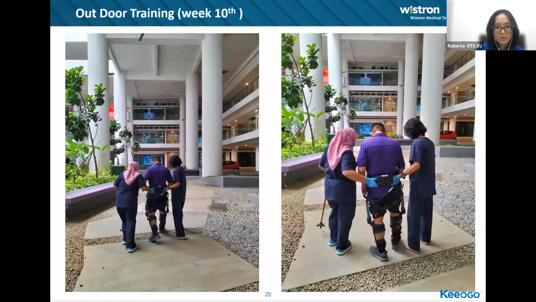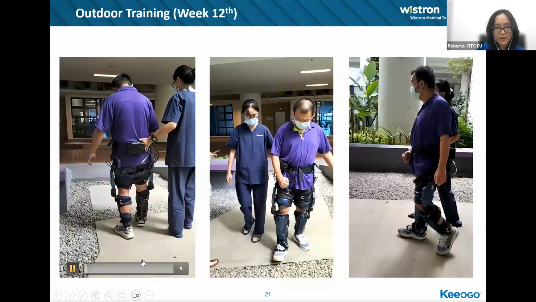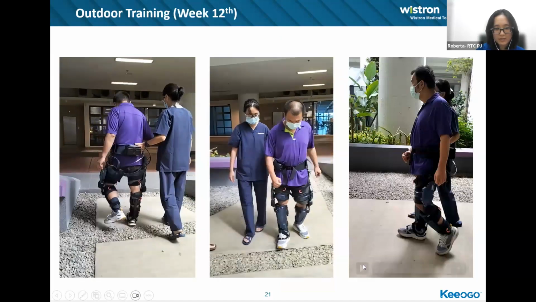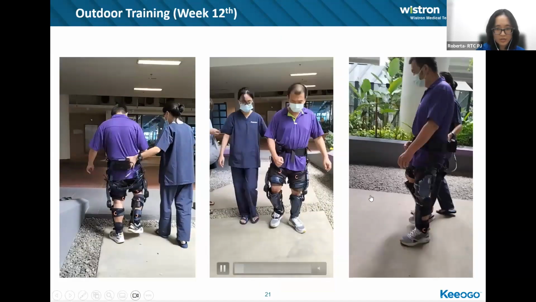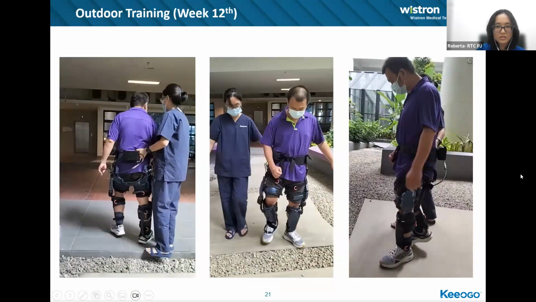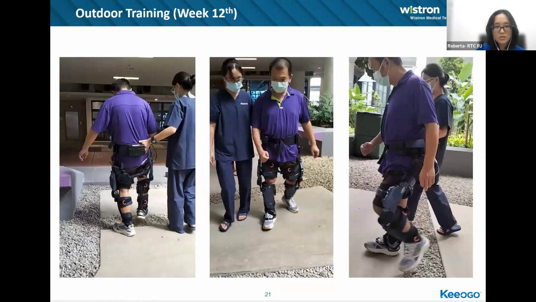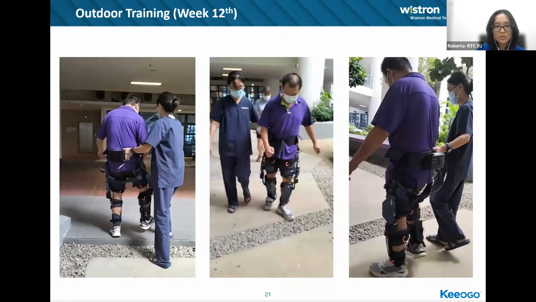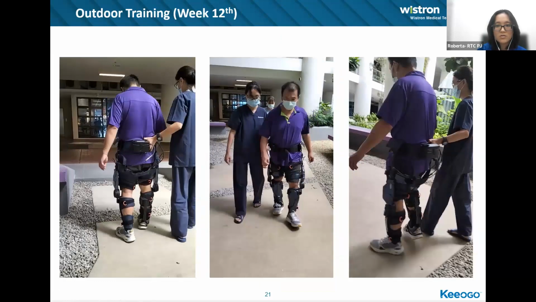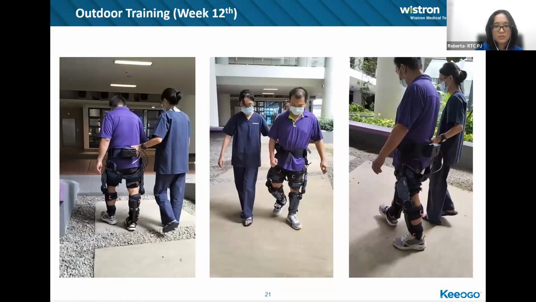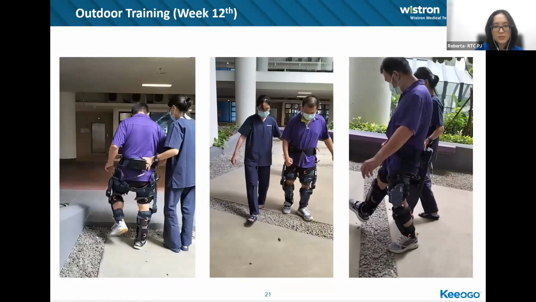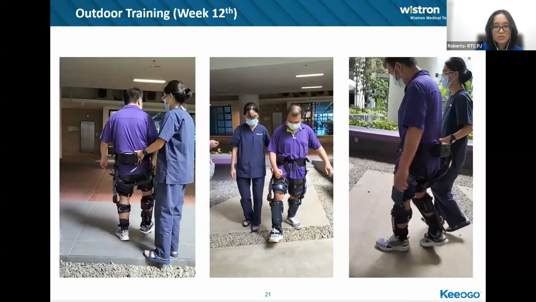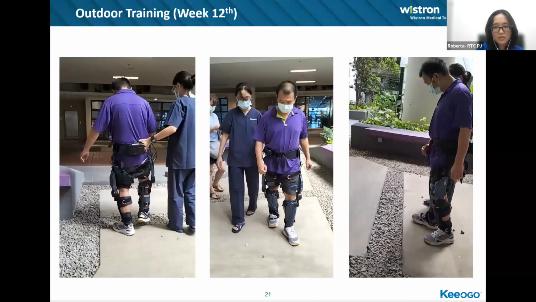We will also do some outdoor activity so that patients are more confident to go back to society. So in this one, we are challenging him to cross the gap without stopping. So you can see how the patient improved. He can walk over the gap without stopping. Some of the patients, if they're having stability problems, need to pause for a while.